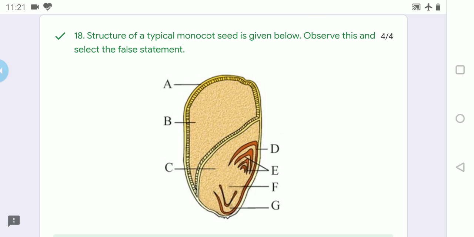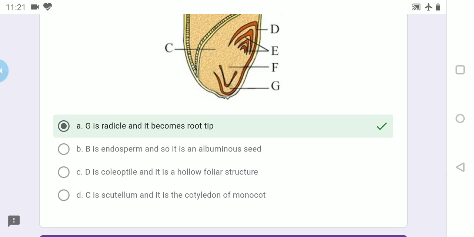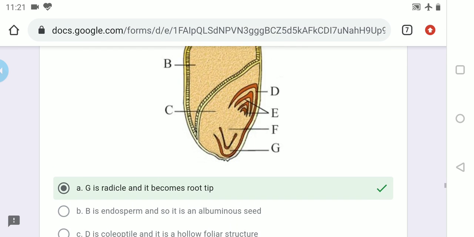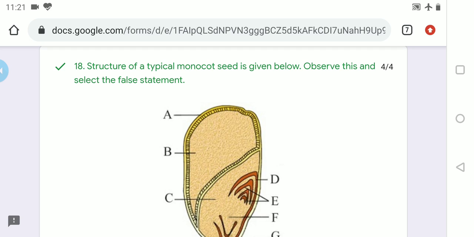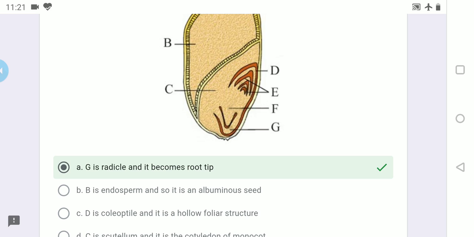Now let's move towards the statements. Here, whatever is given, G is radicle and it becomes a root. We should identify and select the false statement. What is G? G is coleorhiza, isn't it? Which one will become the radicle? F, isn't it? Yes, so that's right. So option A is the false statement.